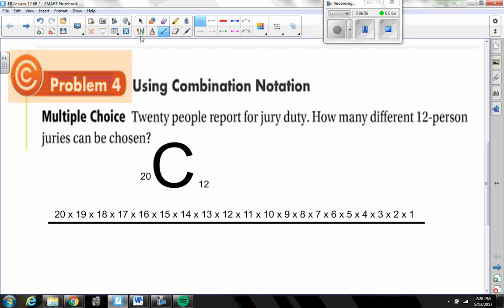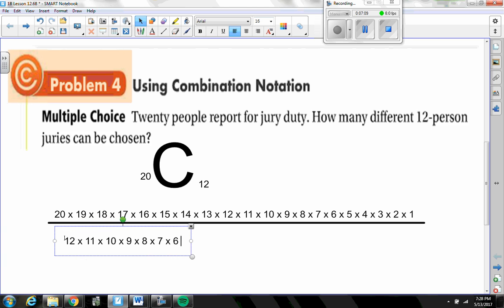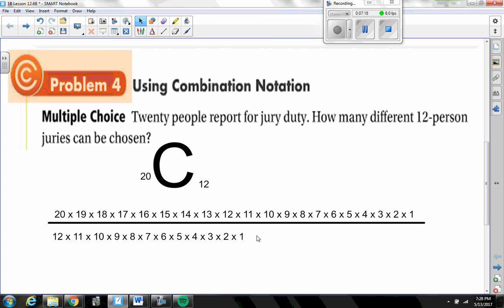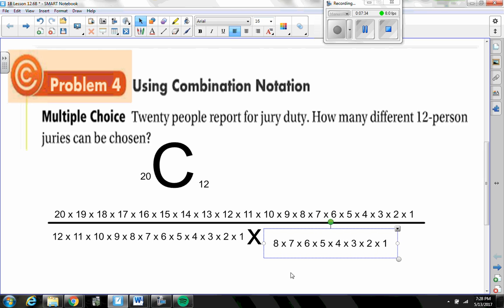Now the bottom of my fraction, of course, is 12 factorial, which is 12 times 11 times 10 times 9 times 8 times 7 times 6 times 5 times 4 times 3 times 2 times 1. And that's multiplied by 20 minus 12 factorial, and 20 take away 12 is 8 factorial, so this is 8 times 7 times 6 times 5 times 4 times 3 times 2 times 1.